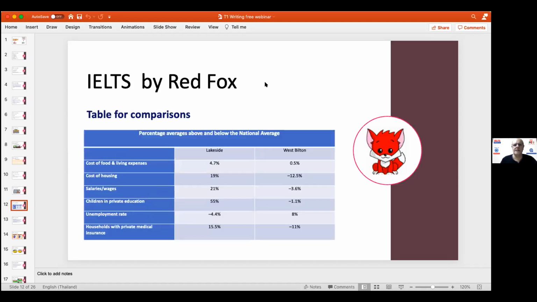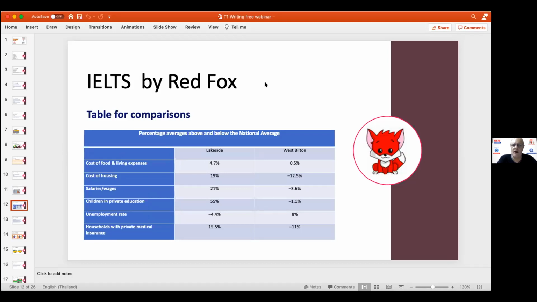The next slide shows us a table for comparisons. And we really want to hope that we don't get a table for comparison in our examination, because in my view, these are really the hardest type of questions. The information is usually quite difficult to decipher. This one in particular has appeared on an examination.